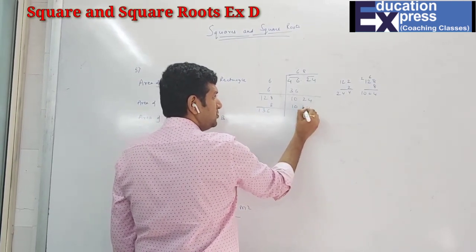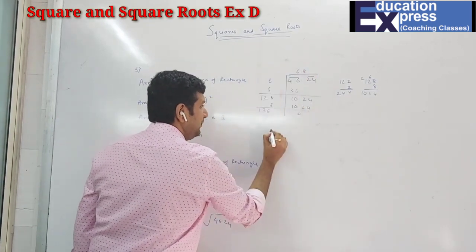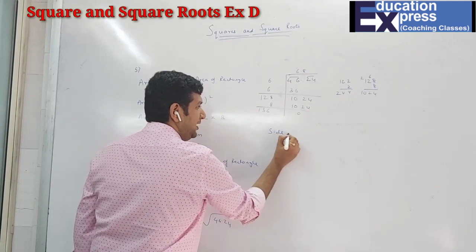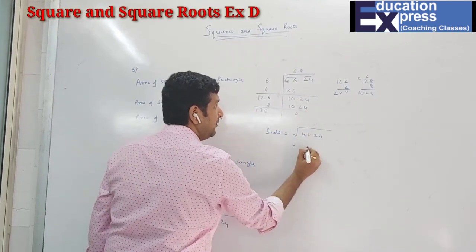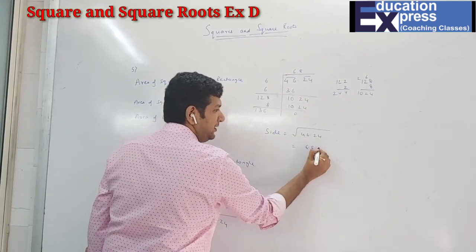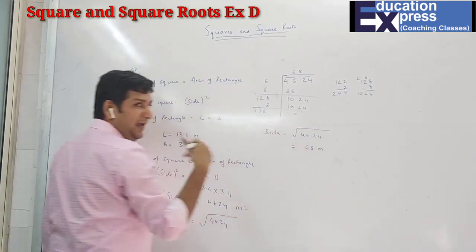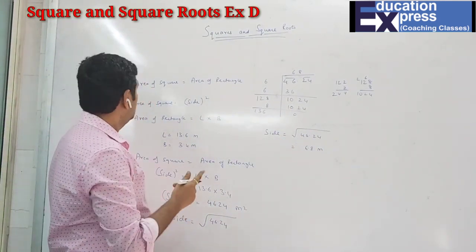So now students, you can see after decimal how many pairs? 1. So after one number the decimal will come. That means the side was equal to under root of 46.24, and the root of this is nothing but 6.8 meters. Area is in meter square. If it's only side, it will be meters. So till now the 5th sum is done.